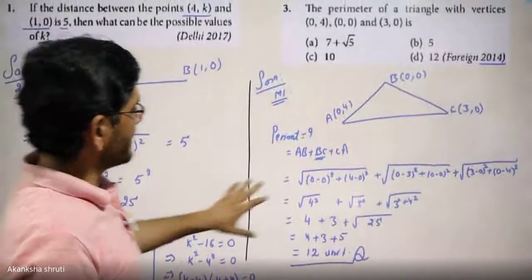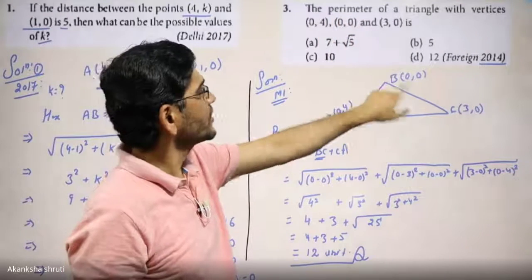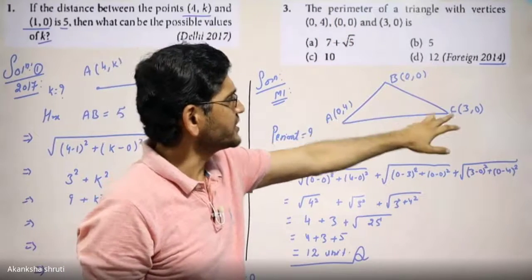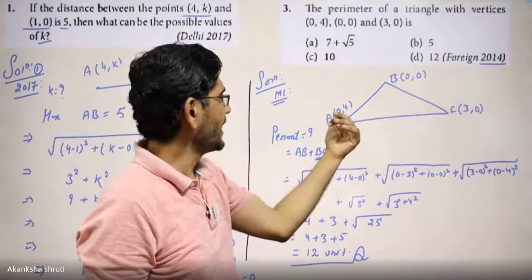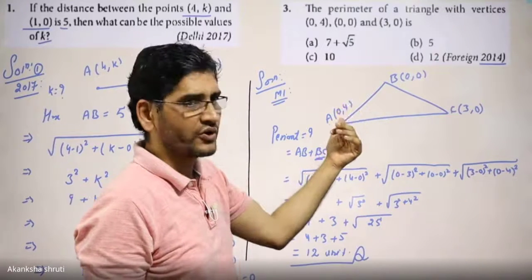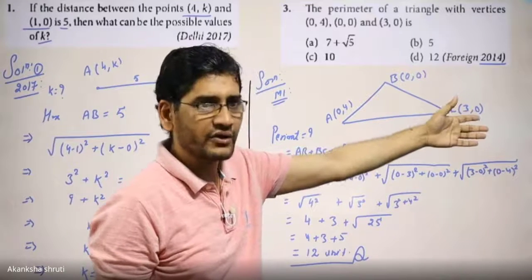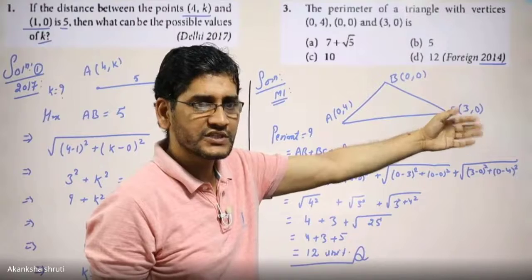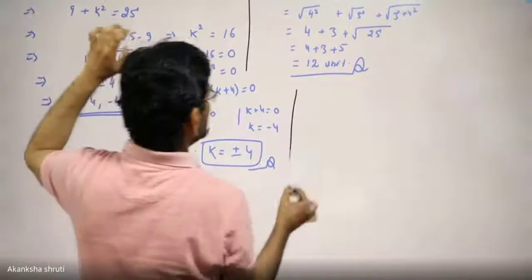Students, here we have used the most general way of calculation. We may solve it quickly by plotting these points, because it appears one is 0, 0, which is the origin, another is 0, 4 lying on the y-axis, another is 3, 0 lying on the x-axis. So the side lengths can be determined easily by plotting. So what could be method 2?